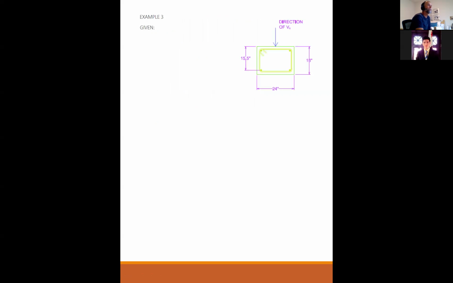Okay, so given an example here, I have a column. F prime c is 5,000 psi. It's an 18 by 24 column. My shear is coming in this direction. And my d is 15.5 as measured from the steel to the face there. Rebar is 60 ksi.